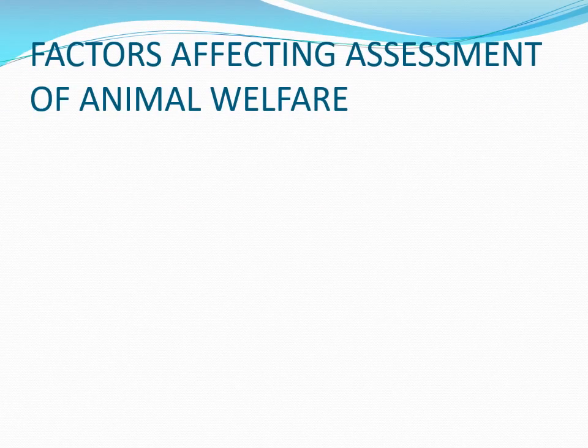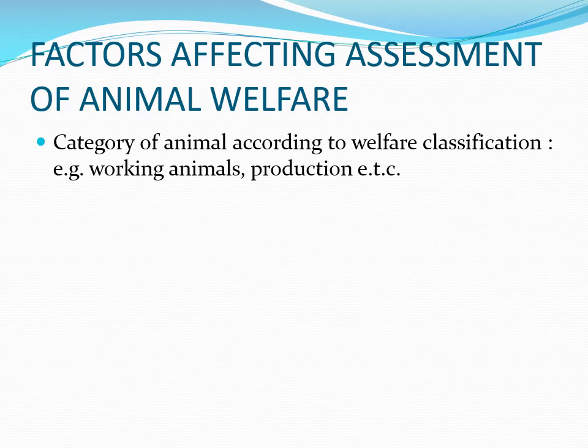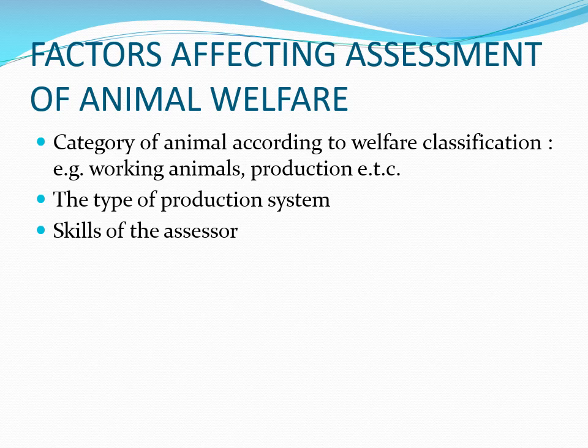So we want to finally look at the factors that affect assessment of animal welfare. Number one is the category of the animal. Of course, when you look at working animals versus other animals, or animals for production versus the other ones, the way we assess them is quite different. So that will affect the system. Number two, the type of production systems. There are intensive systems and there are extensive systems, so the welfare of the animals will be different for the two.